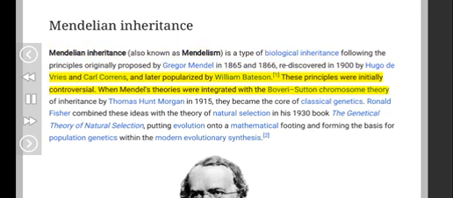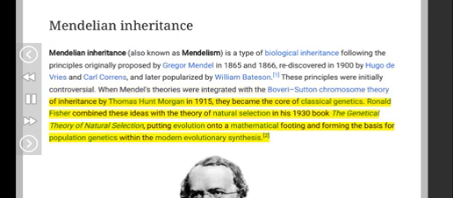These principles were initially controversial. Mendel's theories were integrated with the Boveri-Sutton chromosome theory of inheritance by Thomas Hunt Morgan in 1915. They became the core of classical genetics. Ronald Fisher combined these ideas with the theory of natural selection in his 1930 book The Genetical Theory of Natural Selection, putting evolution onto a mathematical footing and forming the basis for population genetics within the modern evolutionary synthesis.